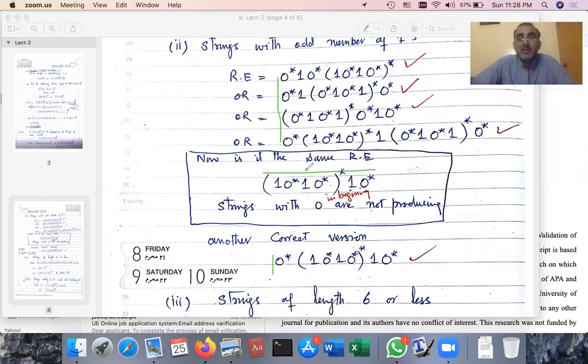And the answer is no, this regular expression is different from these ones, because some valid strings, strings with 0 in the beginning, are not produced. For example, what is the problem?